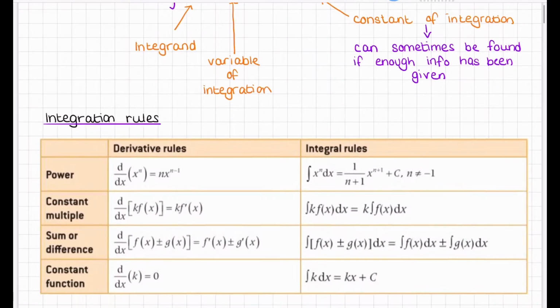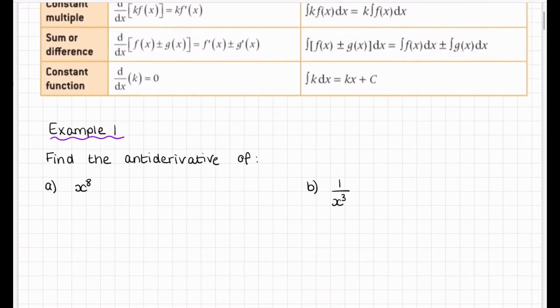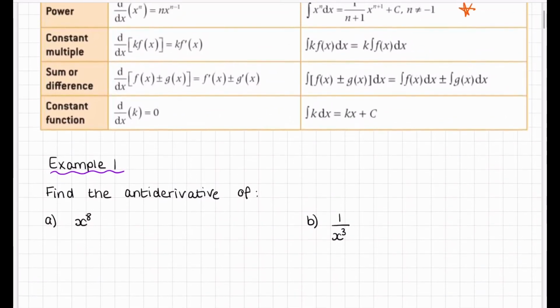Now, integration rules, we've got 4 rules here. So we've got the power rule, the constant multiple rule, sum or difference, and a constant function. We'll look at these in the next few examples. The main one really that we need to look at is the first one, which is the power rule, so when we're doing the integral of x to the power of 3 or something like that. So let's just go through some and give them a go.